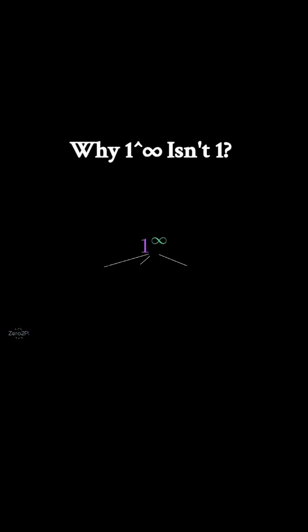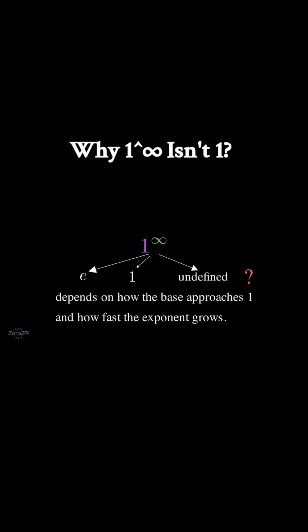So we can say that in regular algebra, 1 to the power of infinity is undefined, and in calculus, sometimes it's 1, sometimes it's Euler's number, depending on how the base approaches 1 and how fast the exponent grows.